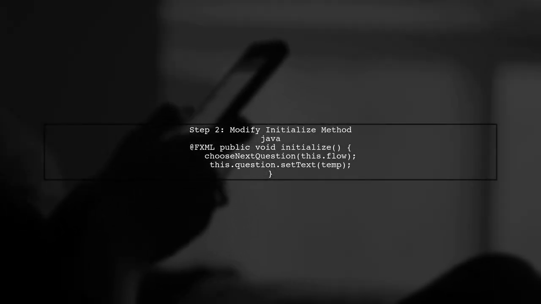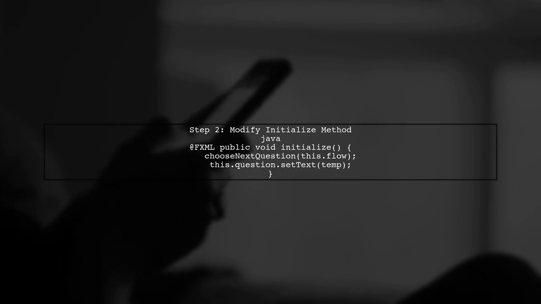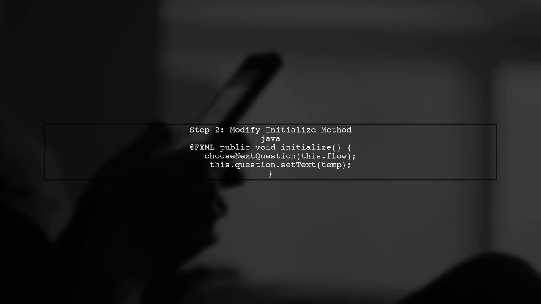In your initialize method, you should call the choose_next_question method directly. However, you need to ensure that the flow object is correctly set before this method is called.